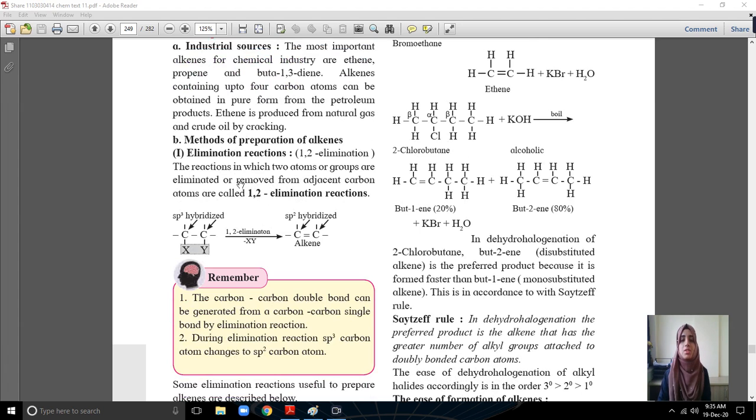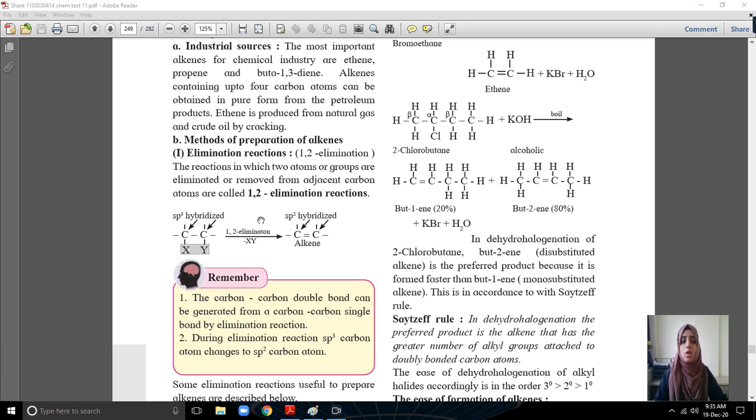Now what is elimination reaction? Elimination reaction is the reaction in which any two groups are removed or eliminated from the carbon, and in the product we will obtain a double bond, so it is called elimination reaction. Removal of any atom or group from the molecule is called elimination reaction.